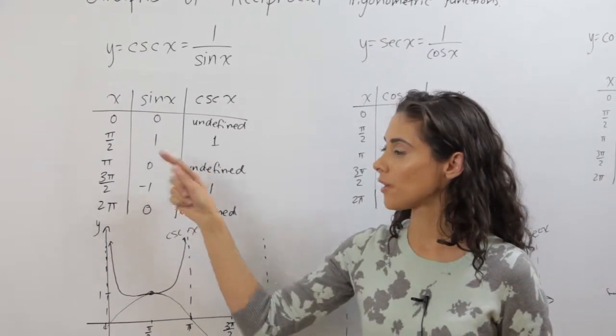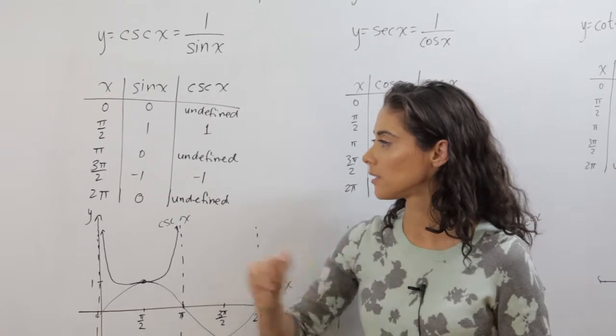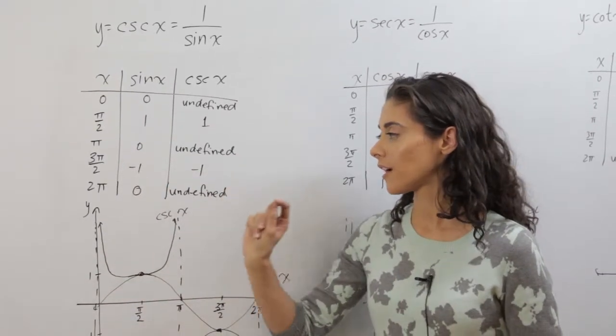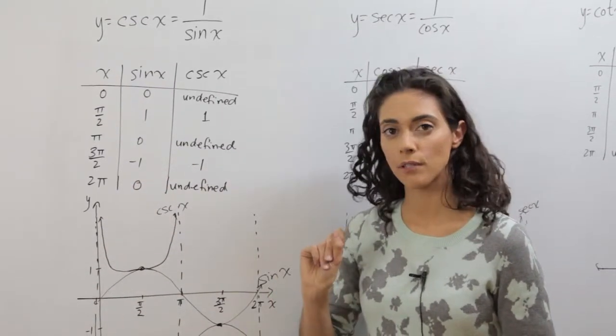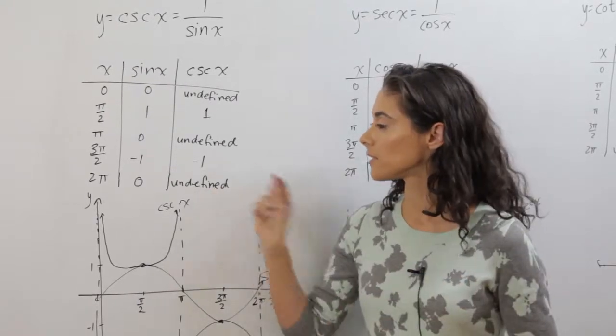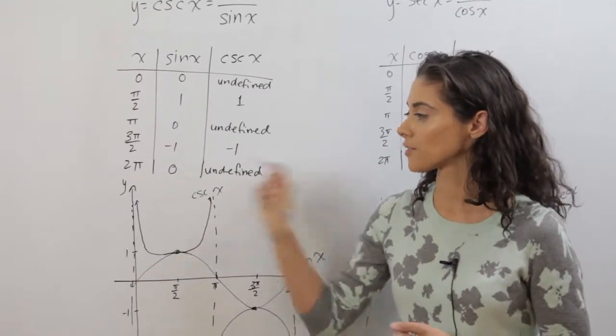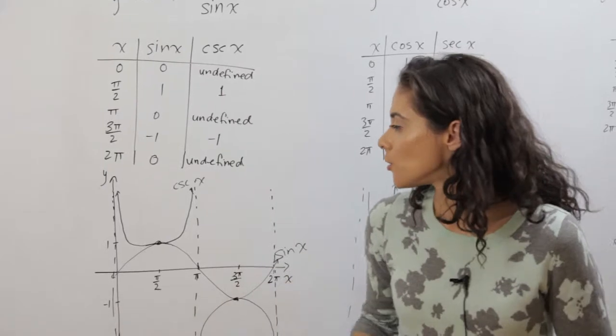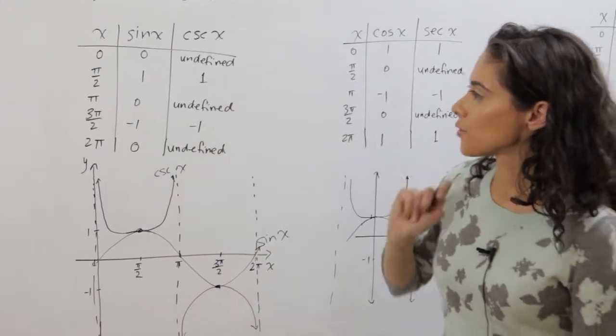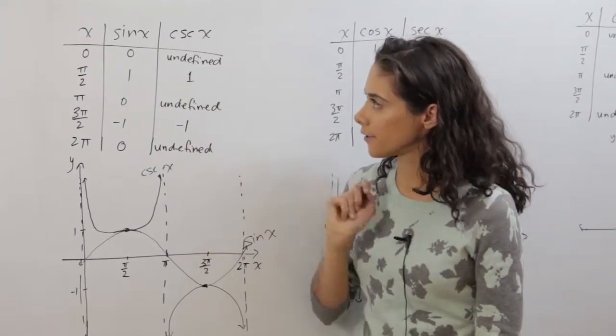The reciprocal of 1, or 1 over 1, is 1. Once again, the reciprocal of 0 is undefined. The reciprocal of -1, 1 divided by -1, is -1. And once again, the reciprocal of 0 is undefined. That means we've got vertical asymptotes here, here, and here.